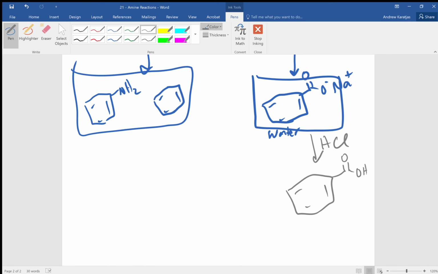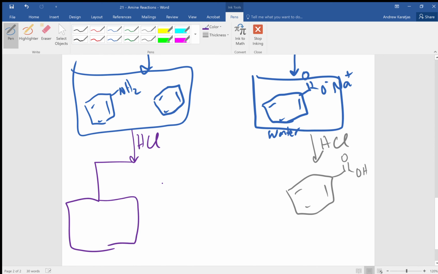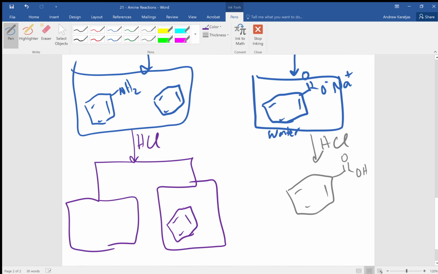But what about to separate the other 2? Well, we just learned that if we add HCl, that will protonate the aniline, the amine. Just like with carboxylic acids, when you make something into an ionic salt, it becomes water soluble. And then the benzene will be off by itself, still in the organic layer.